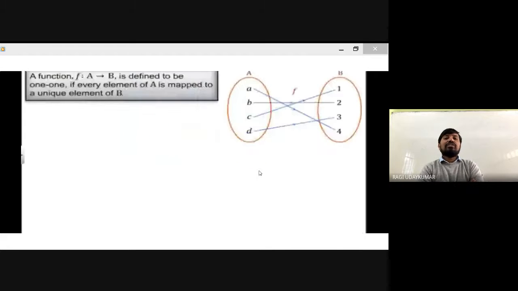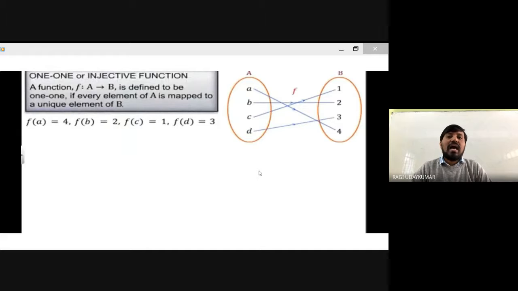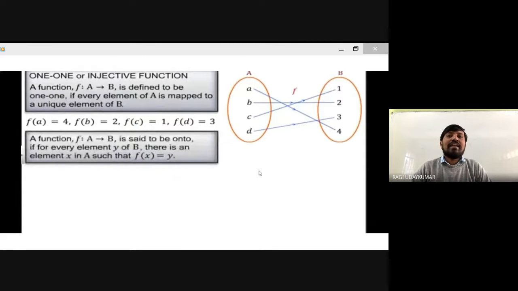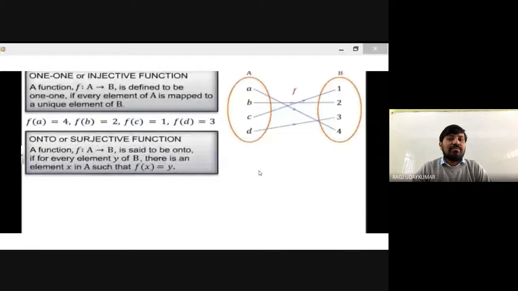See here, a function f defined from A to B is said to be 1-1 if every element of A is mapped to a unique element of B. Another name of the 1-1 function is injective function. Onto, another name is surjection. Actually, injection, surjection. If a function is both 1-1 and onto, then that function is called a bijection. So surjective function, onto, another name is surjection. Simply surjection you can say, or surjective function you can say.